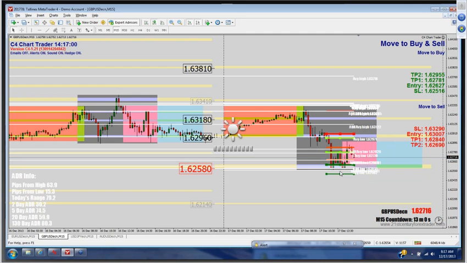where the thought processes are. So I'm going to go ahead and place this here and see if we can look to buy when we come back down to the 62.61.